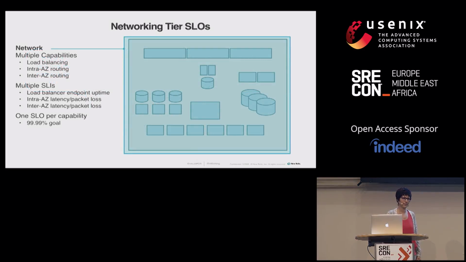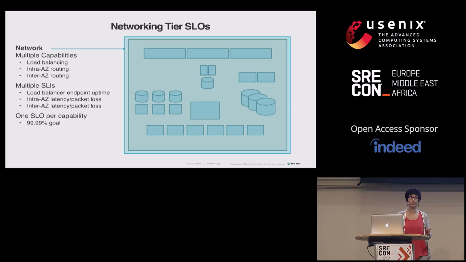Now, in the example of the networking tier, we have 3 distinct capabilities. We want load-balanced endpoints that expose our services internally or externally. We want connectivity between racks within an AZ. And we want connectivity between the AZs. Simple. So we'll have an SLI and SLO for each of these capabilities.